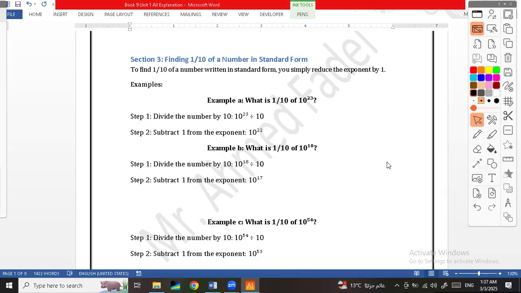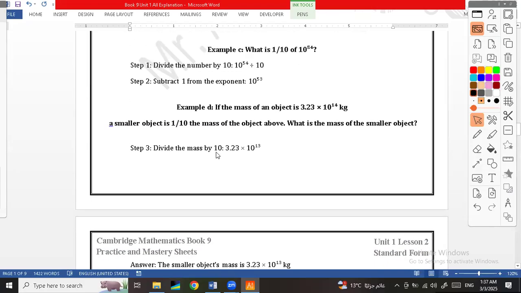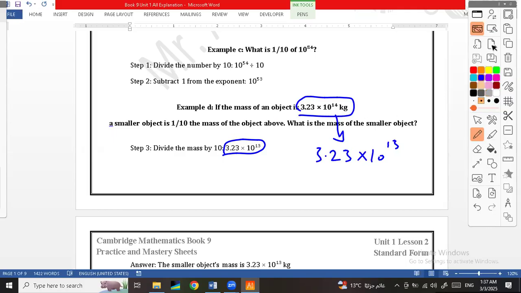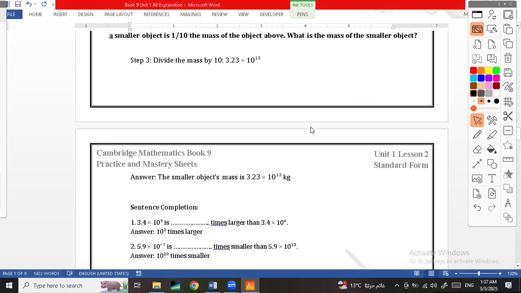So if I have a number in standard form like this, and they say to me, find 1/10 of this standard form, 1/10 of this is going to be the same: 3.23 times 10 to the power of, I'm going to take it one down, 13. That's it. 3.23 times 10 to the power of 13 is 1/10 of this standard form.